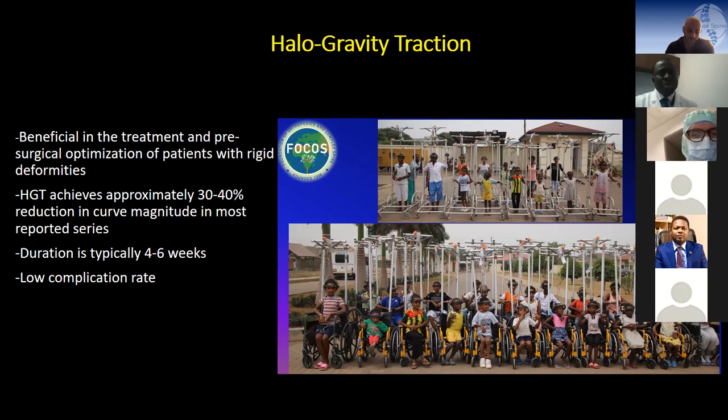The typical protocol is you start your weight at 20% of the body weight, and then you increase by 10% each week until you reach about 50% of the patient's body weight. Typically that can be accomplished roughly within 4 weeks. In some of the series published from Focus Hospital, they are usually able to achieve 50% of the body weight by four weeks.